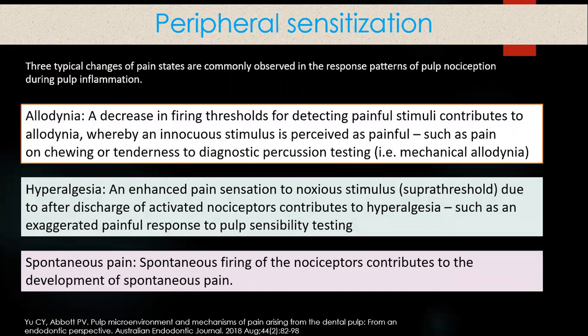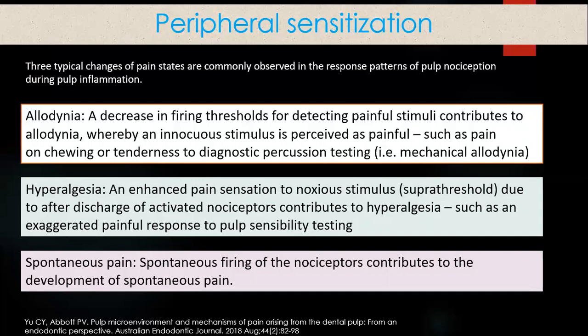Another thing would be spontaneous firing of the nociceptors, so this is the spontaneous pain that is being produced. These are the 3 clinical symptoms by which we can know that it is a stage where peripheral sensitization has occurred, and this most commonly gives us an idea that the pulpal inflammation is going towards the irreversible state, right? So how do we know? The patient is not able to chew on that side. Secondly, there is an exaggerated response to the sensibility testing, and or the patient complains of spontaneous pain.